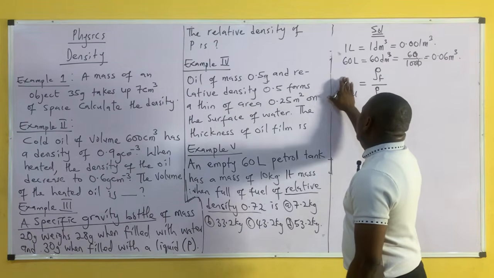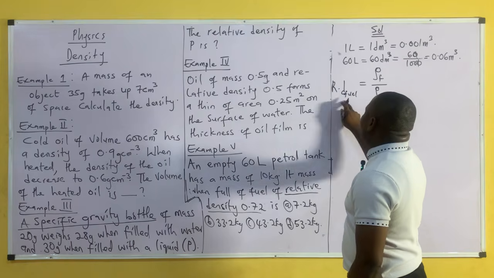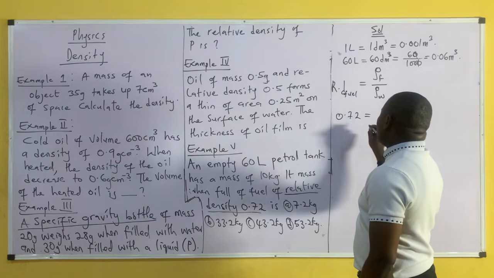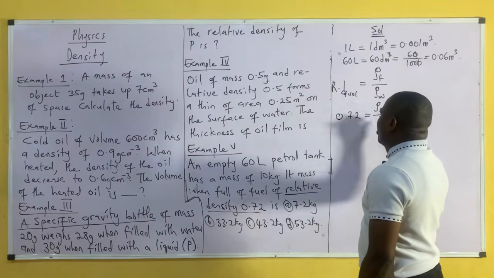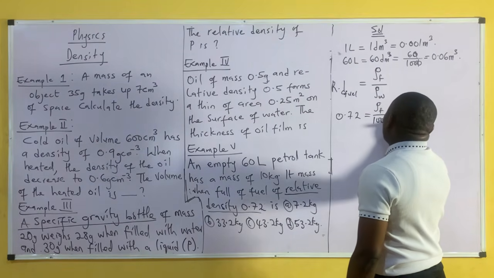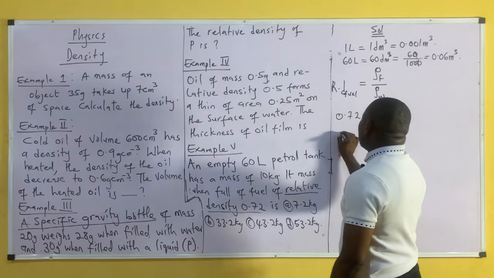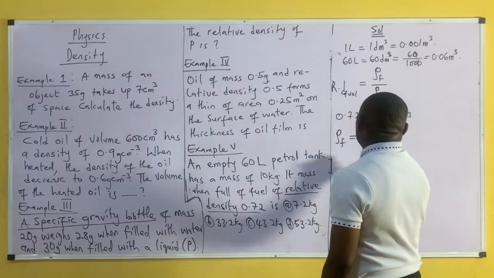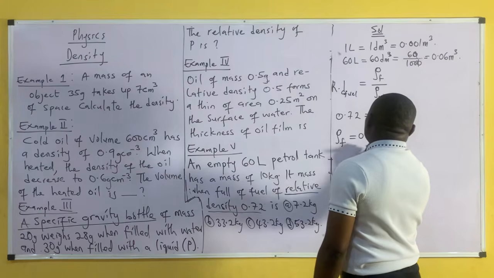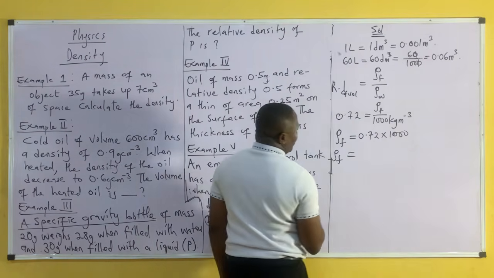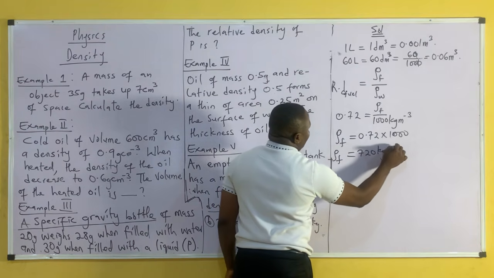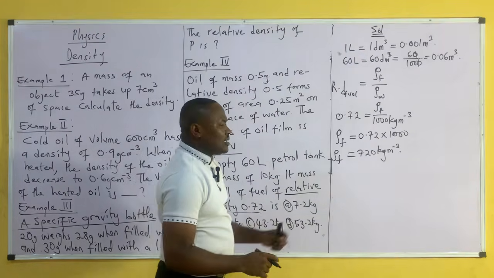What's our relative density of fuel? 0.72 equals density of fuel, which is unknown, over density of water. What's the density of water? 1000 kilogram per meters cube. So what is now the density of fuel? The density of fuel is 0.72 times 1000. The density of fuel is now equal to 720 kilogram per meters cube. So this is now the density of the fuel.